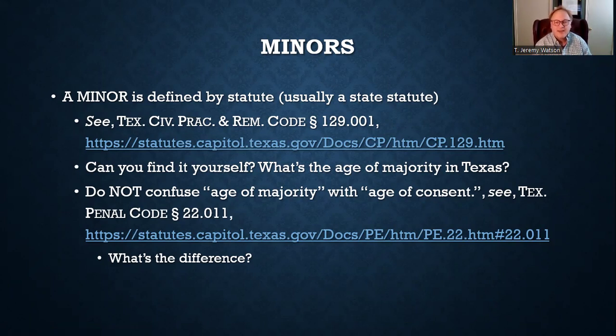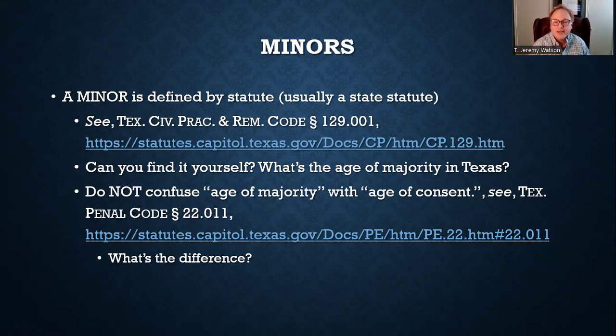Where would you find the age of majority? How old do you have to be to enter into a contract? Well, that's in the Texas Civil Practice and Remedies Code. Where would you find the age of consent? Well, that's going to be in the Texas Penal Code. What's the difference? Well, age of consent has to do with sexual assault charges, statutory rape, those kinds of things. When is an individual old enough to consent to adult activities, and when are they too young? That doesn't have anything to do with whether you're old enough to enter into a contract or not, right?